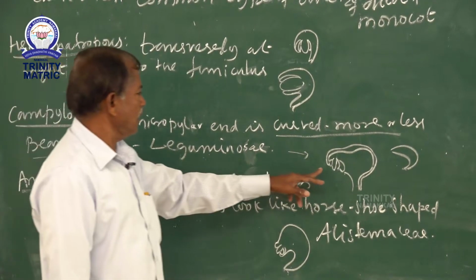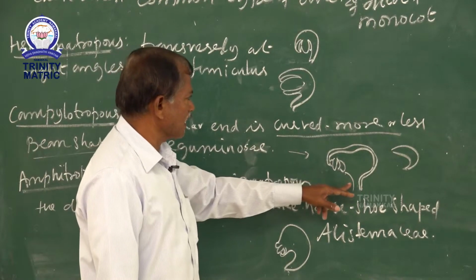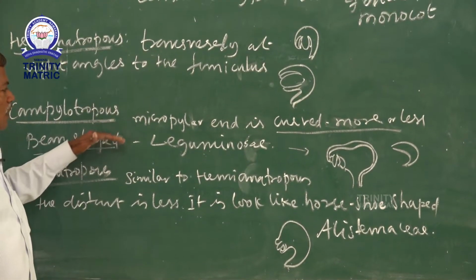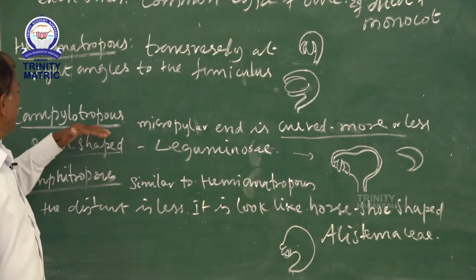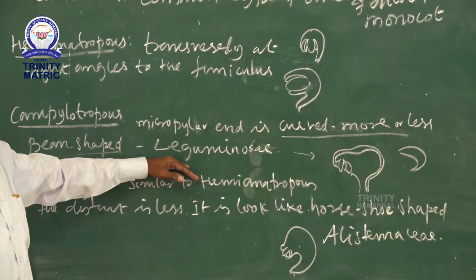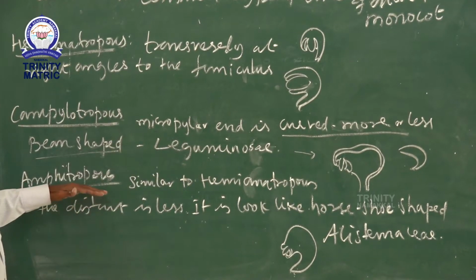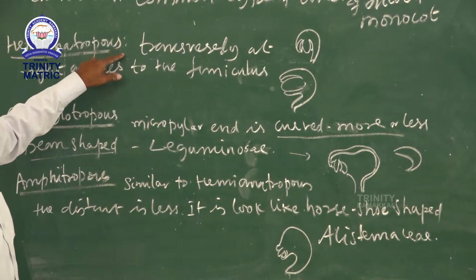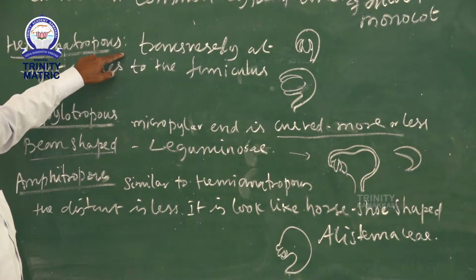The micropylar end is curved, more or less bean shaped. This is called campylotropous. Example, Leguminosae family. And then the amphitropous ovule. It is similar to the hemianatropous ovule.